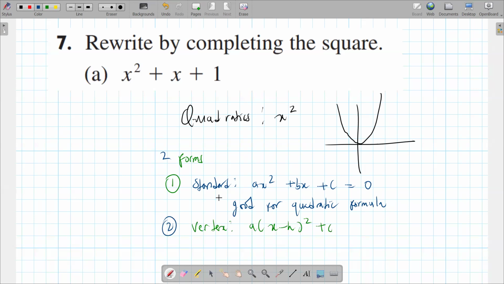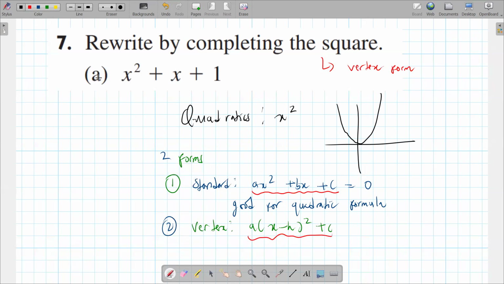So our goal for this question: they've given us something in the standard form, and they want us to write it in the vertex form. Completing the square just means write the equation in the vertex form. You need to introduce a whole square term in there somewhere. It's a little bit tricky. So how do you get started with this?